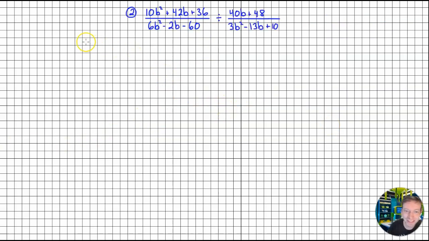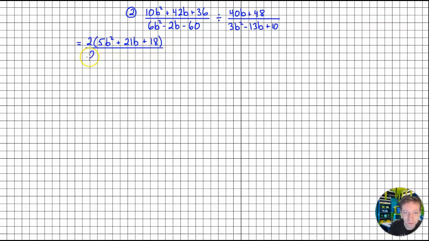The next one looks a little bit messy, but we'll clean it up. First off, there's a division here. We're going to change that division into a multiplication. Let me show you how we do that. For the first one, we can take out a 2. Again, always look for the greatest common factor, or if there's any common factor, pull it out. So let's pull out a 2. That leaves us with 5b squared plus 21b plus 18.